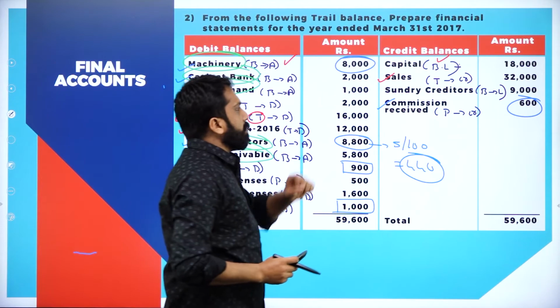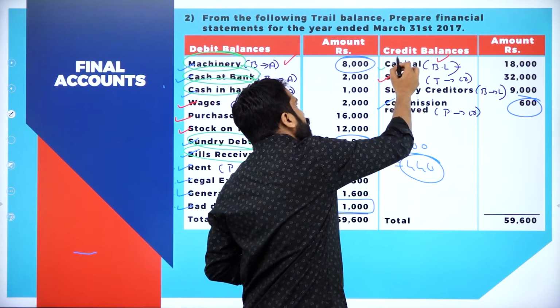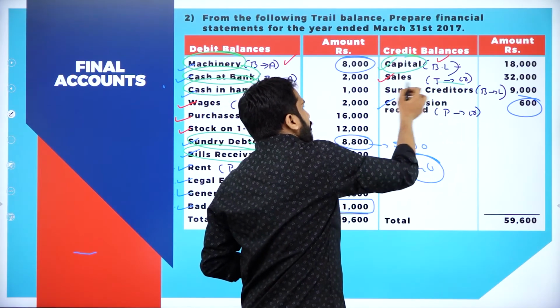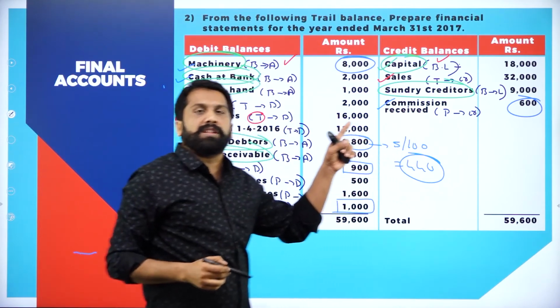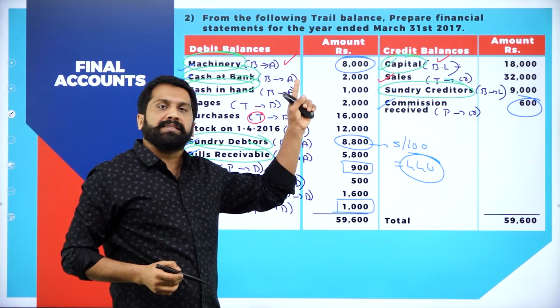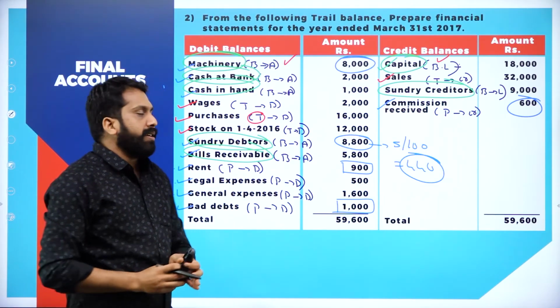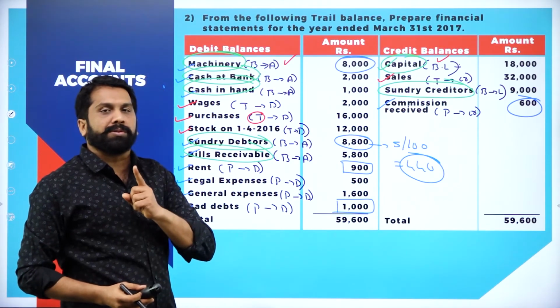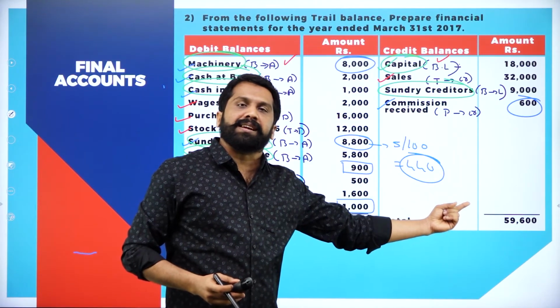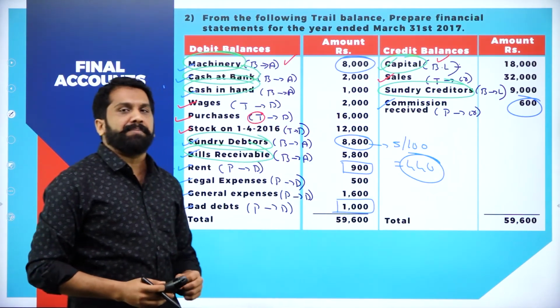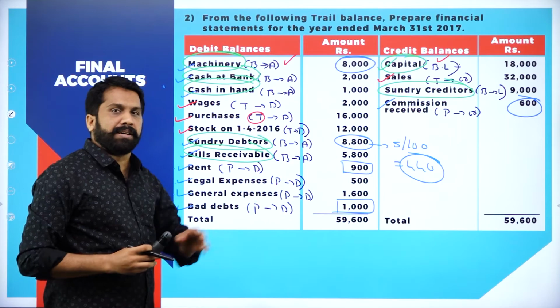Now, what will come under liability? We have only 2, capital and creditors. These 2 will go where? Balance sheet, yes, it will go to liability. So your debit item will go to asset and credit item will go to liability. Hope you are getting this now. Yeah.